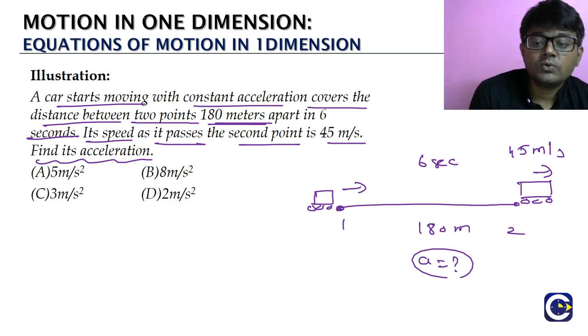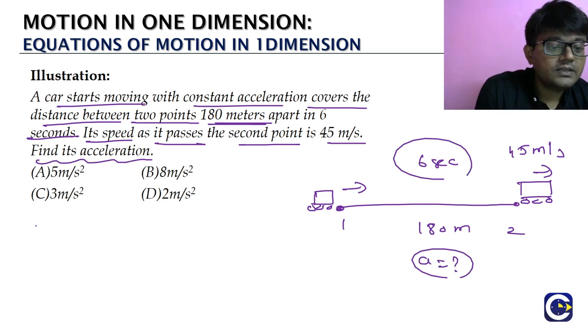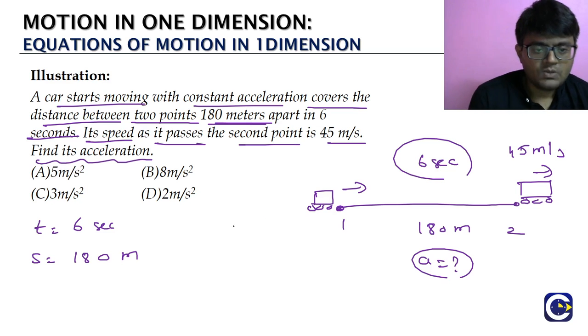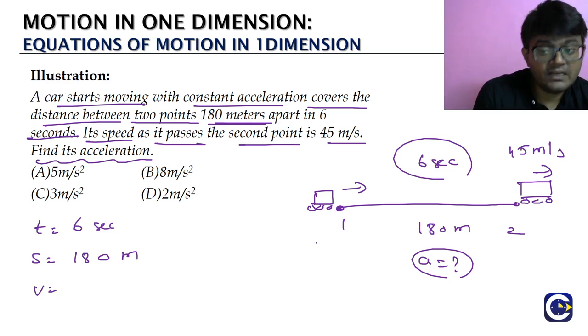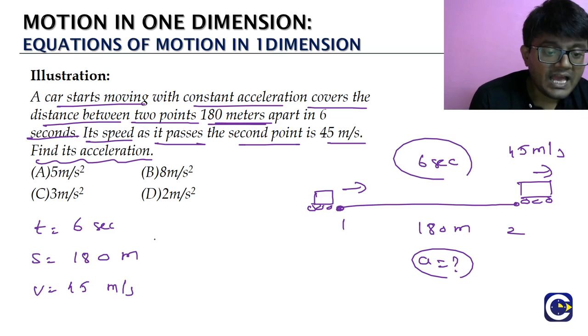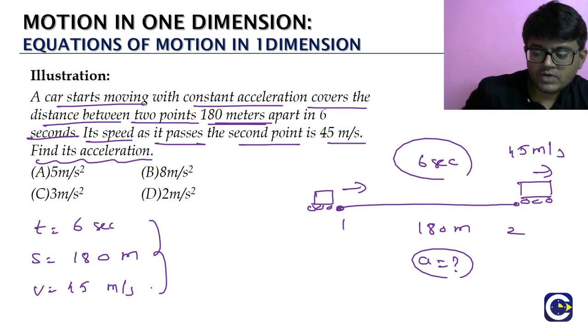Look at what is given to us. We are given the t value, which is 6 seconds, and we also have the total displacement between point 1 and point 2. What is the displacement? It is 180 meters. And we are given the final velocity. What is it? 45 meters per second. From here we have to find the acceleration.